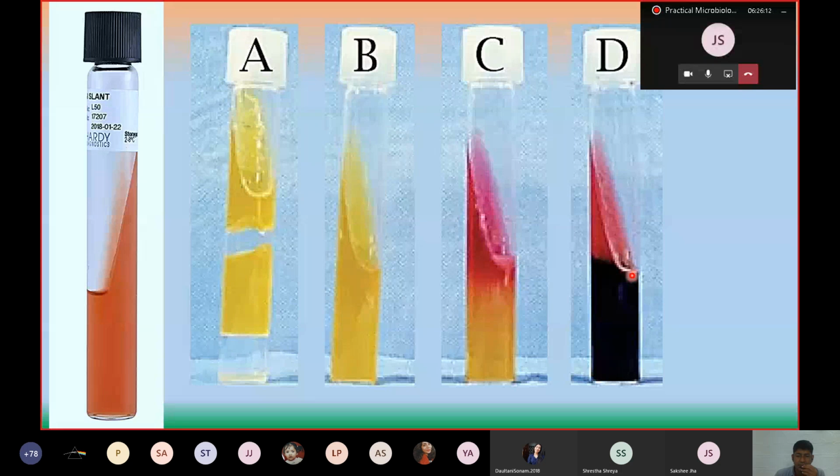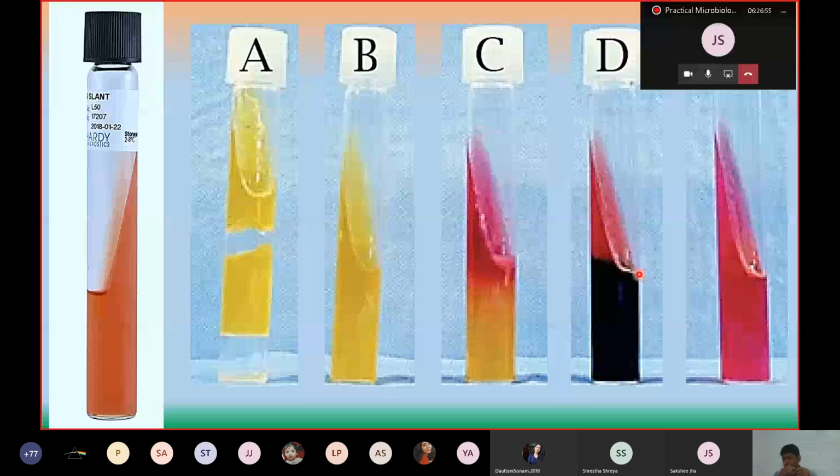Gas production is positive. Here, yellow by yellow, gas production is negative. This is the condition when there is heavy production of H2S. And this slant, here amino acid is being utilized, and this area is purple, and below that heavy production of H2S is there, which will react with ferrous ammonium thiosulfate, forming ferrous sulfide, which is a precipitate.